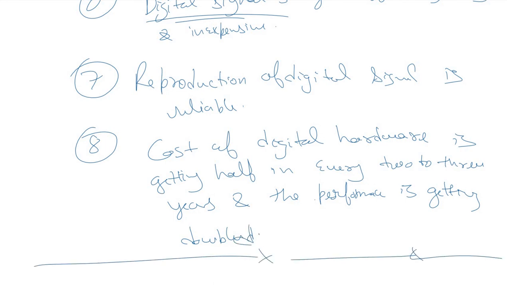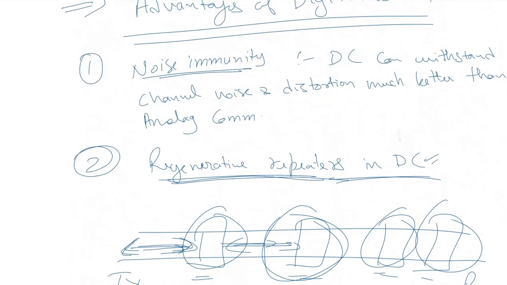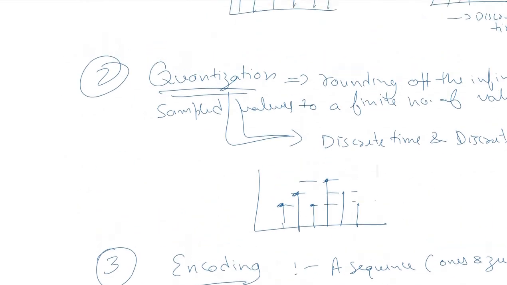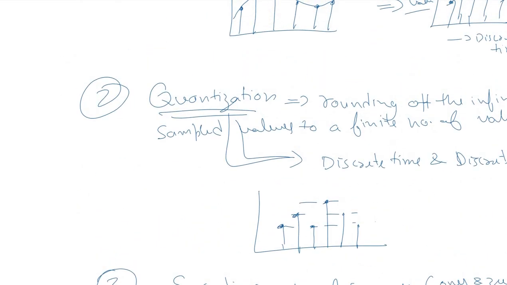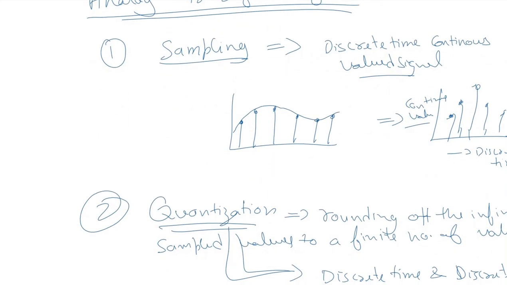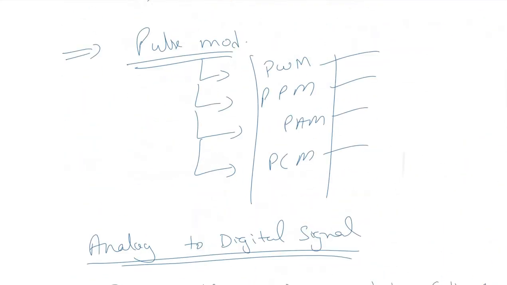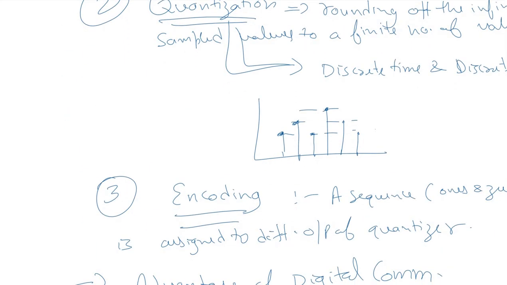So these are some of the advantages of digital communication, which are the reason why we are continuously moving towards digital communication as compared to analog communication. We've also seen what the basic steps involved in converting an analog signal to a digital signal are. There are 3 basic steps: sampling, quantization, and encoding. We'll discuss the different modulation techniques, the pulse modulation techniques, and the different steps involved in the digitization of analog signals in the coming lectures.